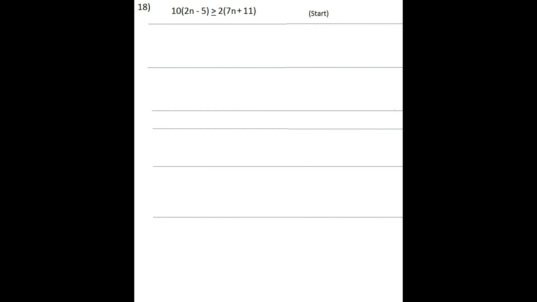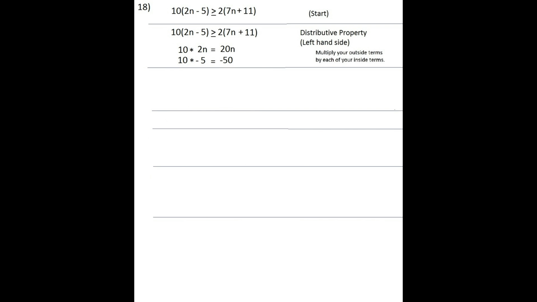So here's 10 times the quantity 2n minus 5 is greater than or equal to 2 times the quantity 7n plus 11. So what do we do first? We're going to take care of that distributive property on the left-hand side. All right, so 10 times 2n equals 20n. And 10 times negative 5 is negative 50. So that takes care of the left-hand side.